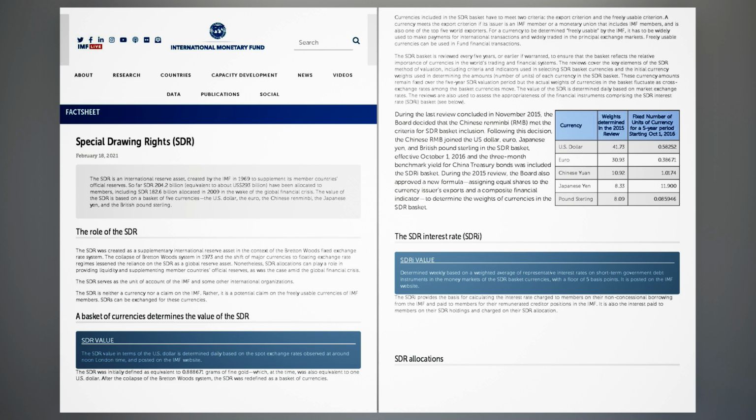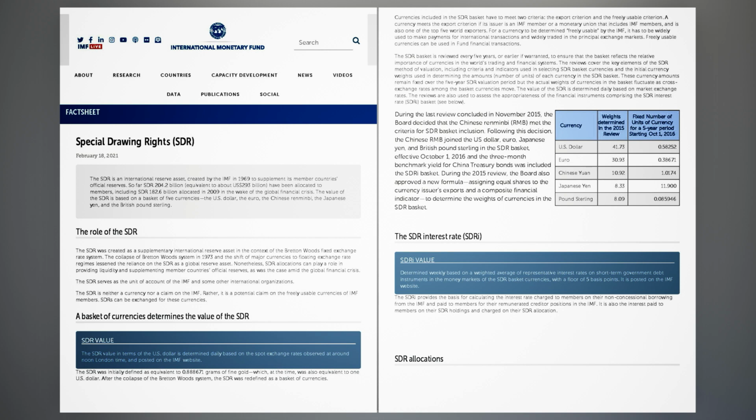Currencies included in the SDR basket have to meet 2 criteria: the export criterion and the freely usable criterion. A currency meets the export criterion if its issuer is an IMF member or a monetary union that includes IMF members, and is also one of the top 5 world exporters. For a currency to be determined freely usable by the IMF, it has to be widely used to make payments for international transactions and widely traded in the principal exchange markets. Freely usable currencies can be used in Fund financial transactions.